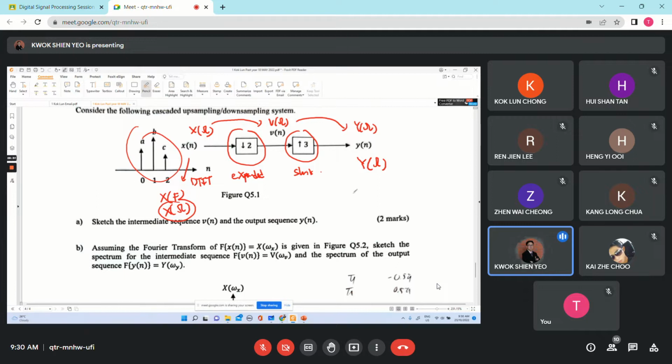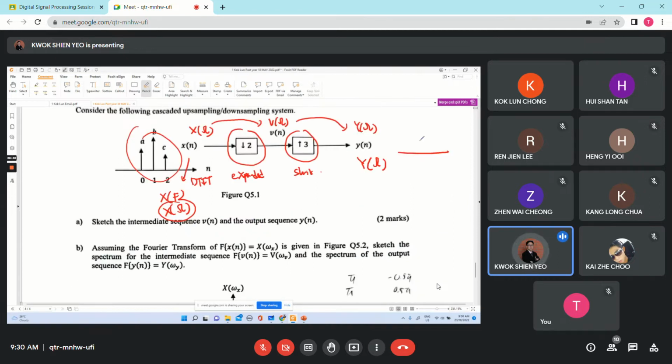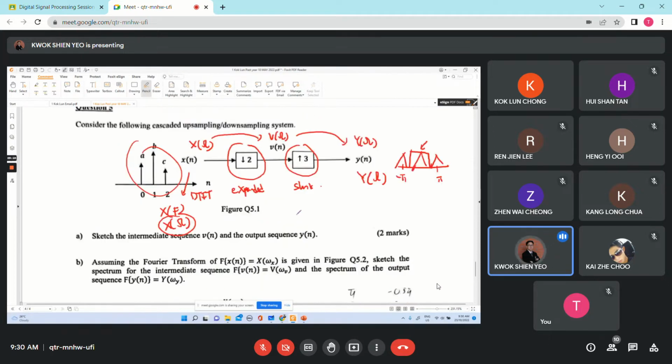So if you want to restore the signal, let's say after you shrink, maybe it's like this. Some of the aliases come into your minus pi to pi, right? So you need to design a low pass filter to extract out the triangle. Because the original spectrum is a triangle, you do not want anything here, you do not want anything here. So you want to design a low pass filter. So you need to design an FIR filter with Hamming window.